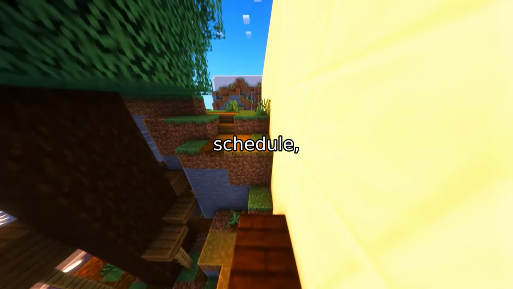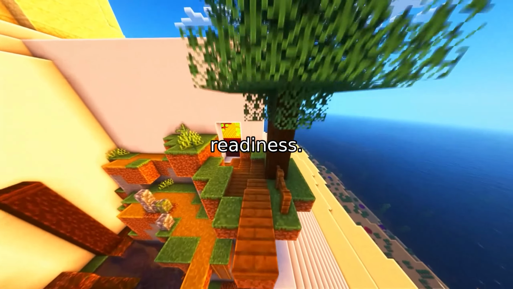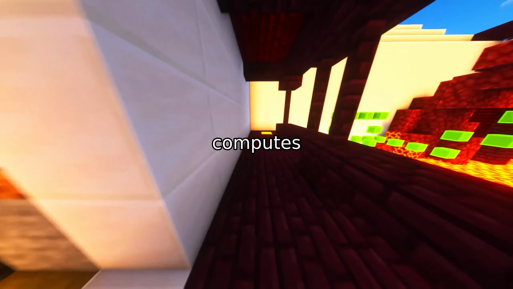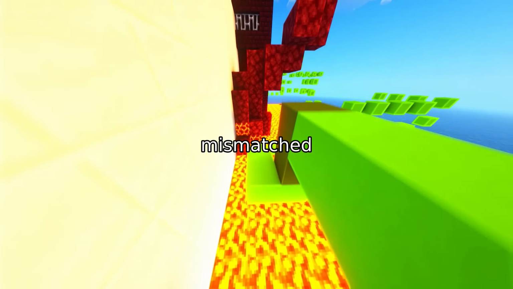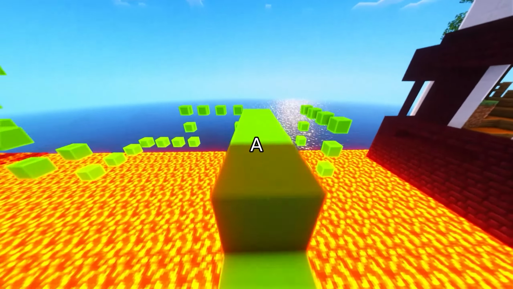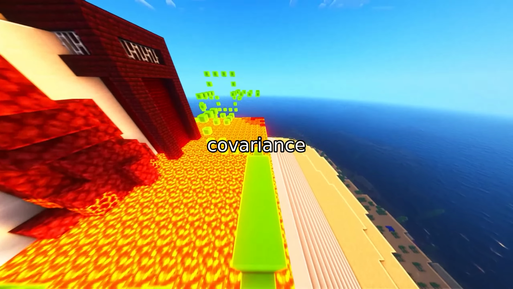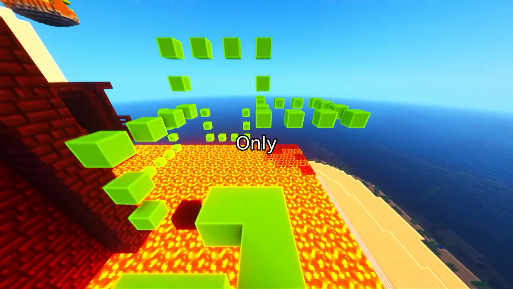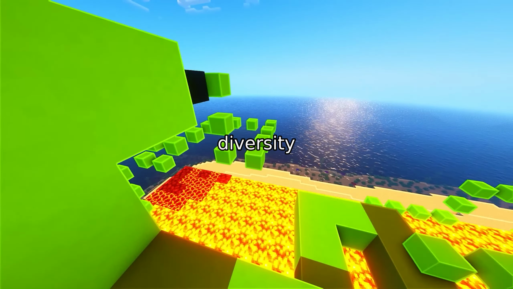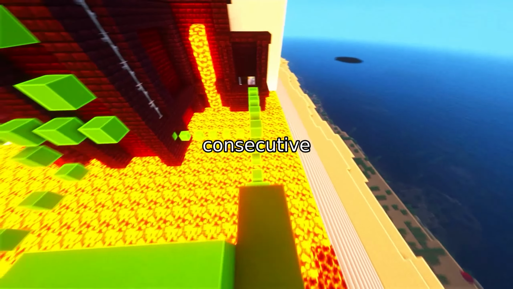Instead of a fixed epoch schedule, the framework uses a label-free sentinel cohort disjoint from training to monitor readiness. At regular intervals, it computes three metrics: gene program concordance, which measures the separation between paired and mismatched views relative to off-pair variation; a repertoire score, which tracks embedding diversity via the effective rank of the centered covariance of normalized embeddings; and the pooled masked value reconstruction error.